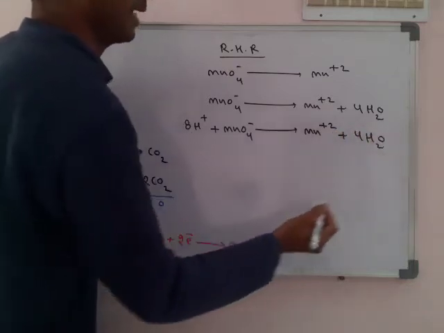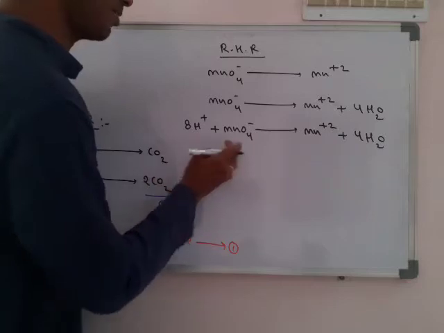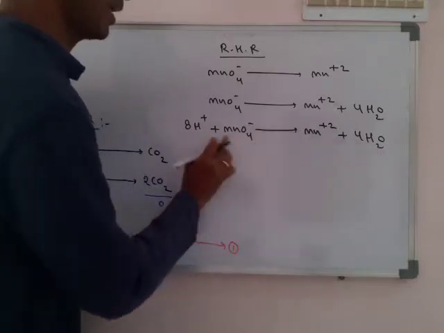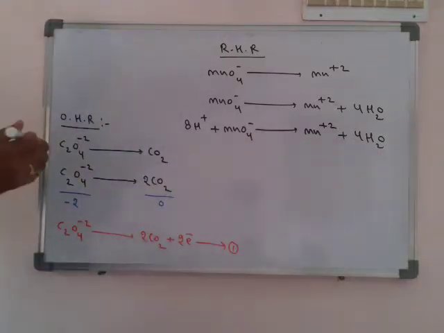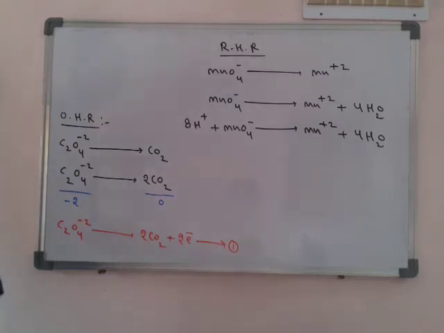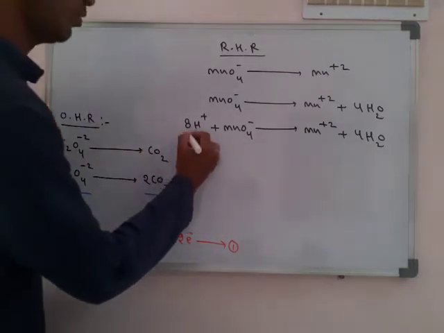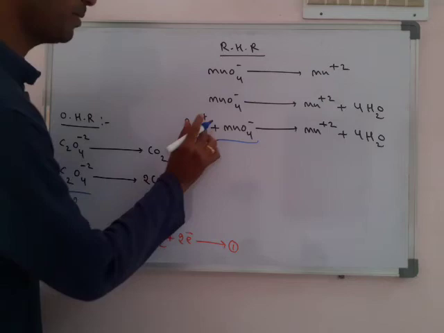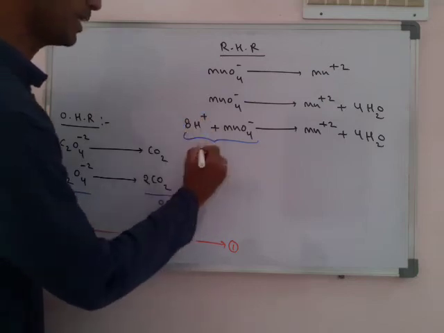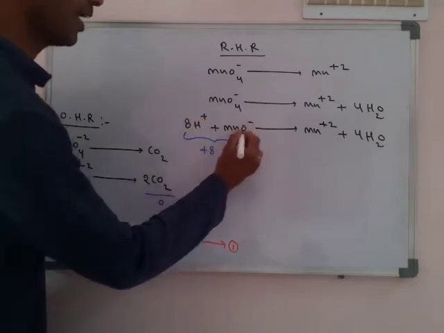So now all are balanced. So hydrogens 8, oxygens 4, manganese. Now what balances the charge? So here what is the charge? Here plus, how many plus units are there? Plus 8.